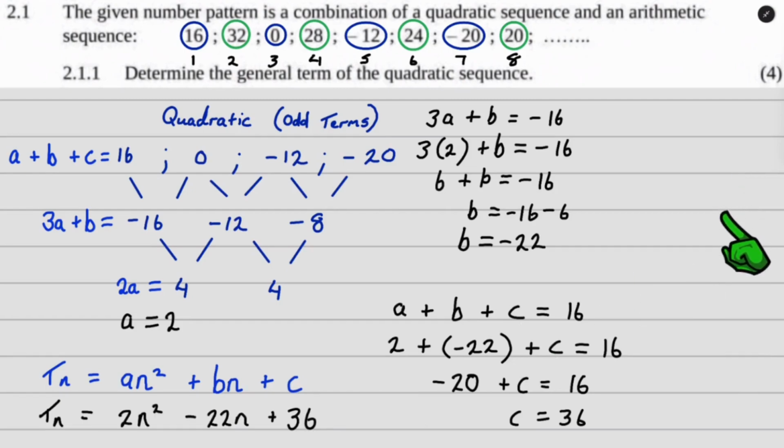And then lastly, let's just have a look where the marks are coming from here. So the 4 marks will come from the a, b, and c value, as well as the final answer, the general term.